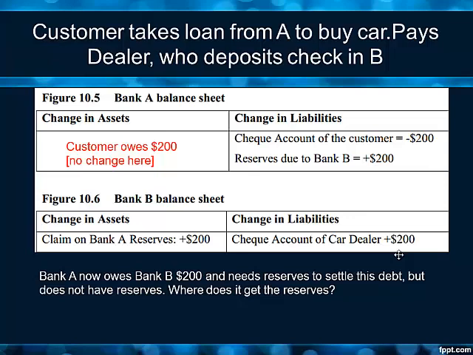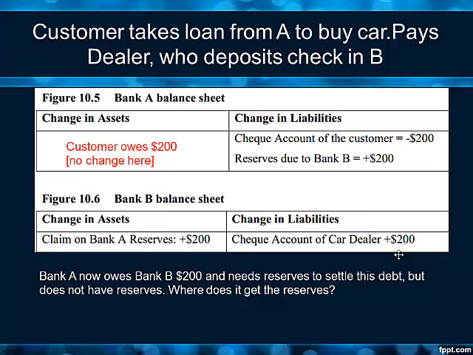So, change in assets. The customer owes me $200. That's bank A. I've written this in red. It's not in the original sheet because there is no change here, but I just wanted to point out that this 200 loan is going to come in to me eventually. The customer who borrowed money from me to buy the car has to pay me 200. So this is here. Now, change in liabilities.